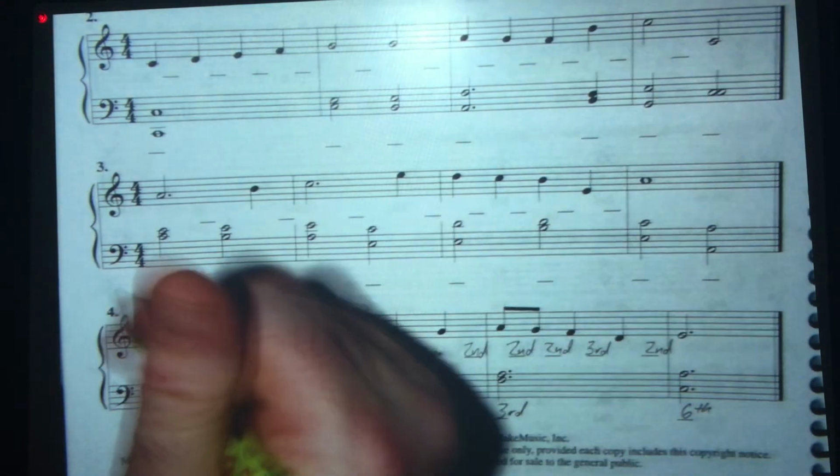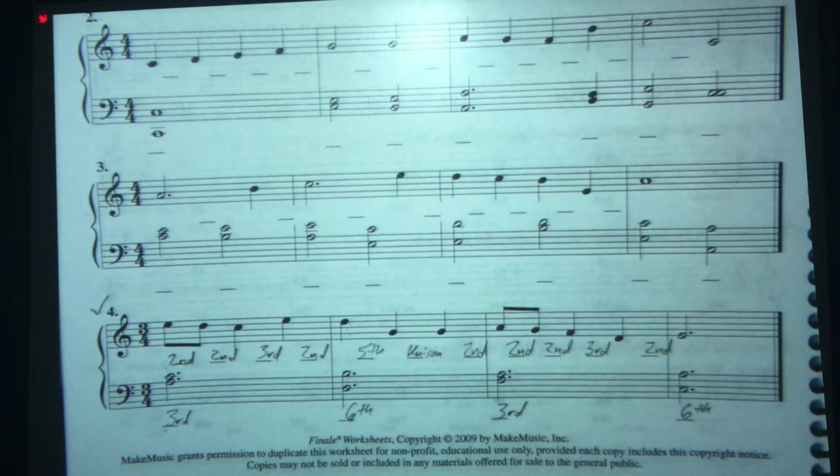And that's it. Put a check next to number 4. And at this point, I hope you understand melodic and harmonic intervals. Go ahead and do number 2 and 3 on your own.